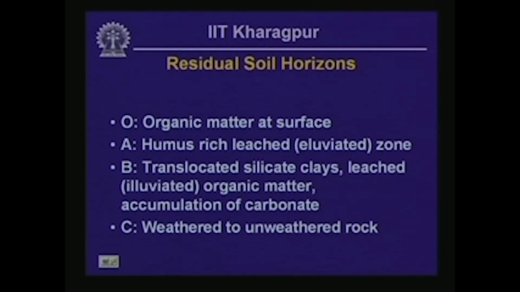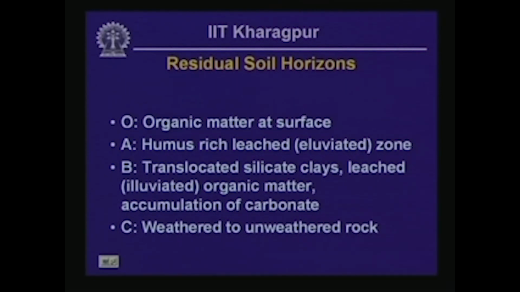Then underneath A horizon you could have B horizon, and this is an illuviated horizon. That means here the translocated silica, or the products of weathering and leaching of the A horizon, get accumulated. Then finally we have C horizon, which is basically weathered to unweathered rock.